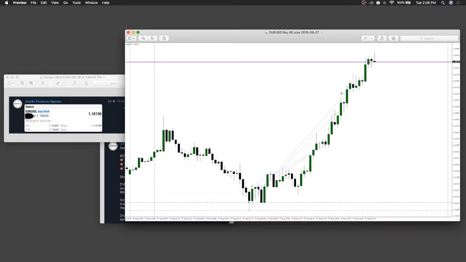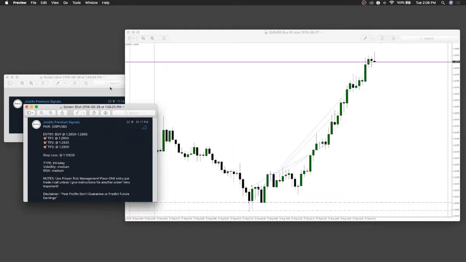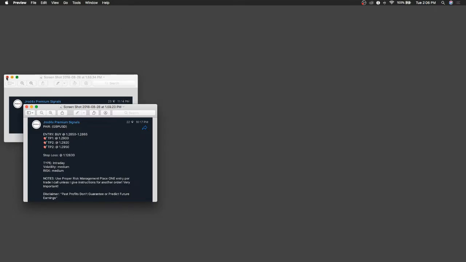So that's why I scaled the majority of my position off here. I don't want to be greedy. Anytime I'm greedy in the markets, and anytime anyone's greedy, it'll take a lot of money from you. So don't do that. All right, so that was the EUR/USD buy that we took on Monday.